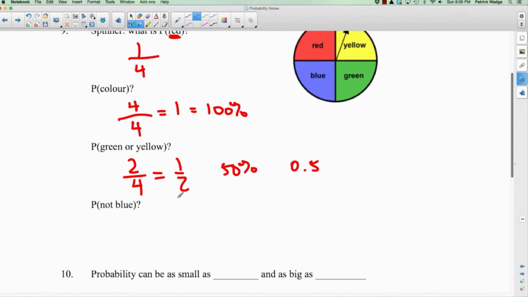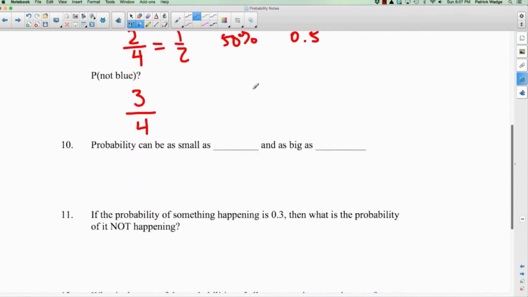Okay, what's the probability of not blue? Oh, interesting. Okay, works the same way. Bottom number, total number of outcomes. 1, 2, 3, 4. Every single one of these questions has 4 on the bottom. Okay, favorable ones are not blue. Is this favorable, the red? Yes, that's not blue. Is this yellow one favorable? Yes, that's not blue. Is this green one favorable? Yes, it's not blue. Is this blue one favorable? No, blue is blue. It's not blue. So these 3 are favorable. 3 out of 4 is your answer, or 75%, or 0.75.